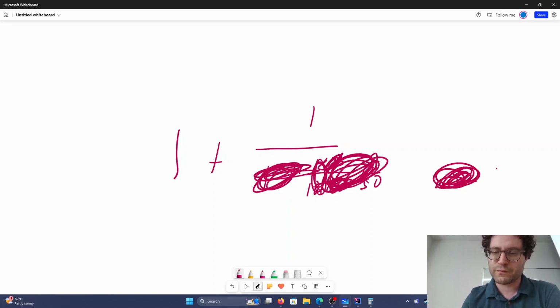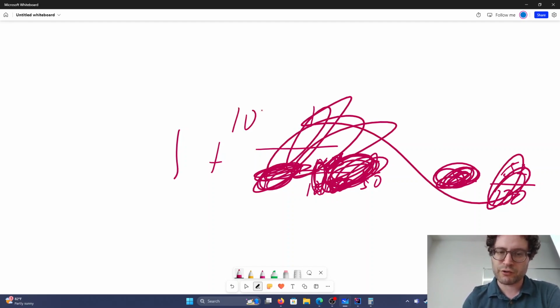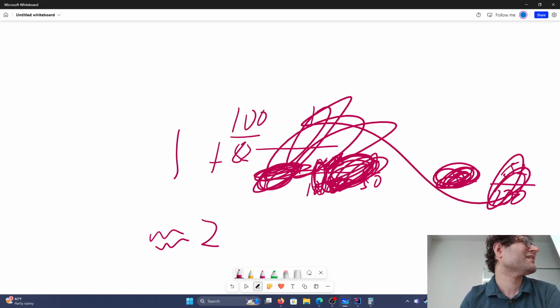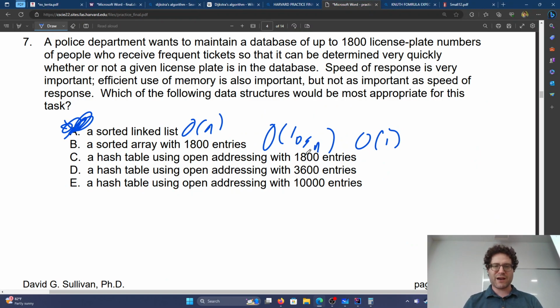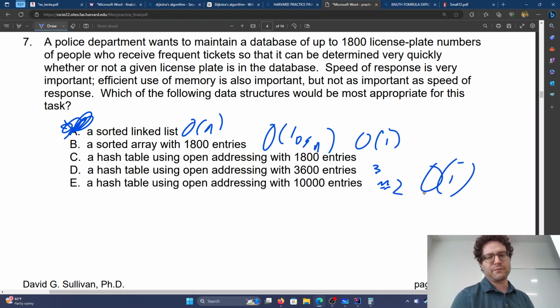so 82 over 100. Flip that around, it becomes 100 over 82, which is, let's just call it approximately 2. Approximately 2. Right, everybody kind of followed? So between these, you've got something that's 3 and then something slightly more than 2. Now, they're both technically constant time.